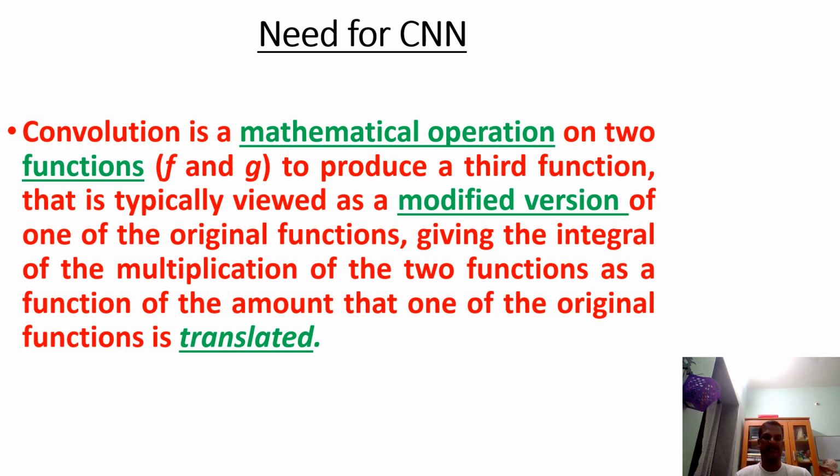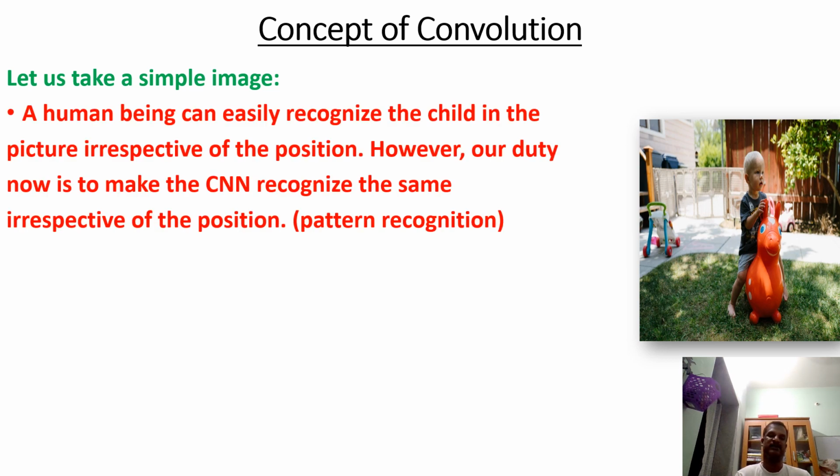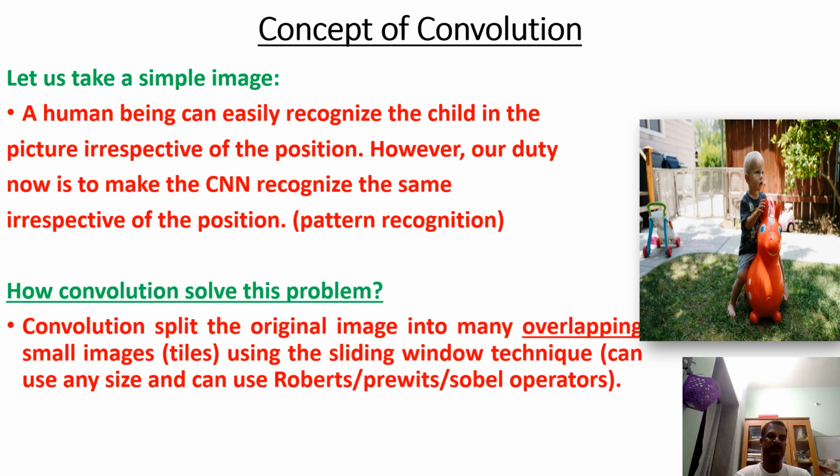So now it is very clear: instead of a human representing the data in different positions in the image, it can be done automatically by the algorithm itself with the help of convolution. Let us see how it is done practically. Let us take a simple image. You can assume this boy is sitting on a duck. He is not at the center of the image. So in that case, the system is not able to do the recognition. So how can we do that? We can use convolution.